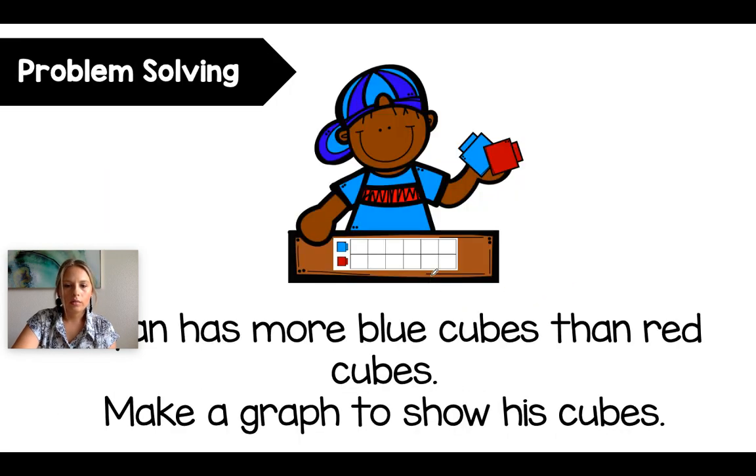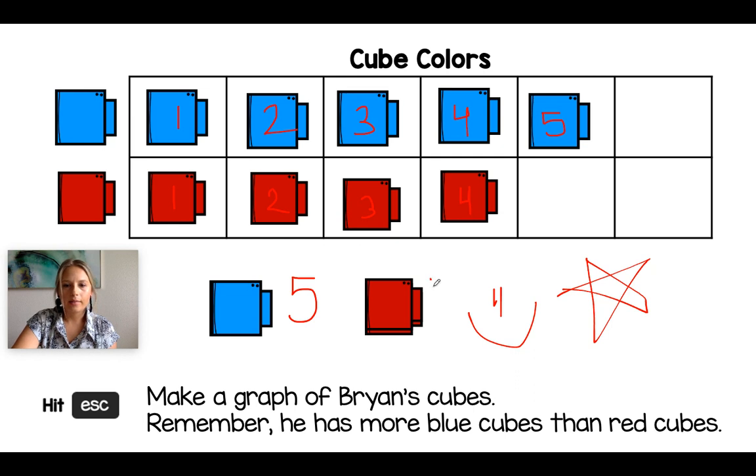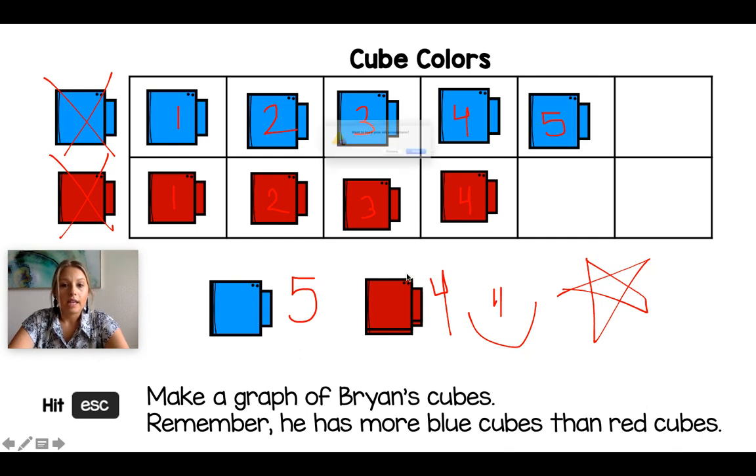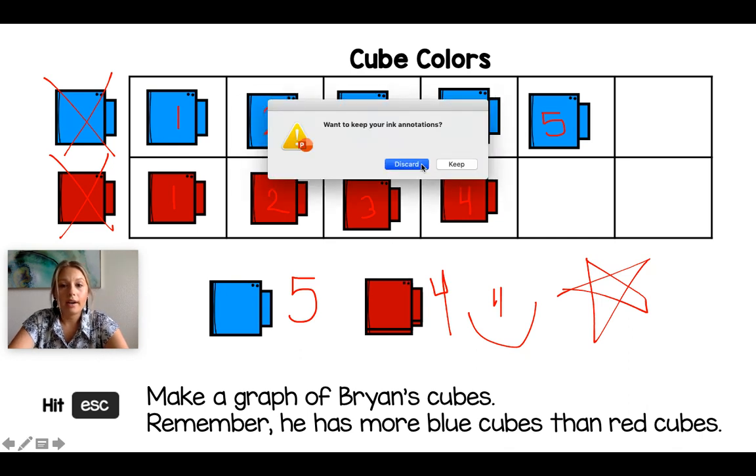Did you notice that I didn't count these ones? These are not part of the graph. I didn't count those. Good. So that's an example of what we could do. We could even do only 1 red cube. That would work too, as long as he has more blue than red. So that is how we read a graph.